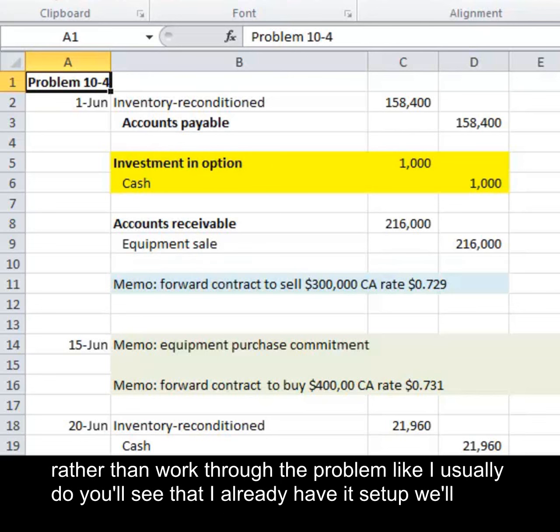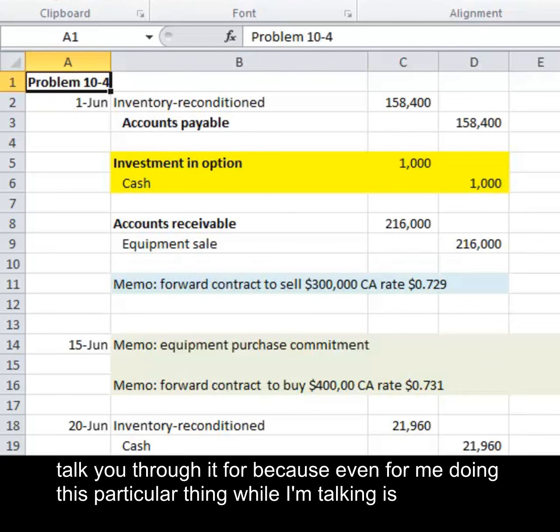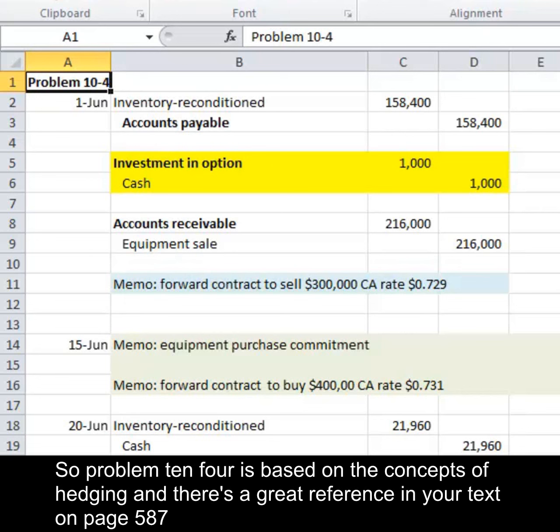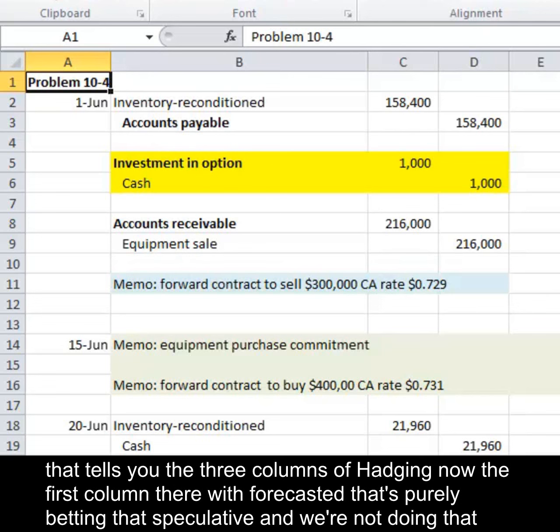Now, there's a number of things going on here, so rather than work through the problem like I usually do, you'll see that I already have it set up and I'll talk you through it. Because even for me, doing this particular thing while I'm talking is hard because I have to really concentrate. So problem 10.4 is based on the concepts of hedging, and there's a great reference in your text on page 587 that tells you the 3 columns of hedging.